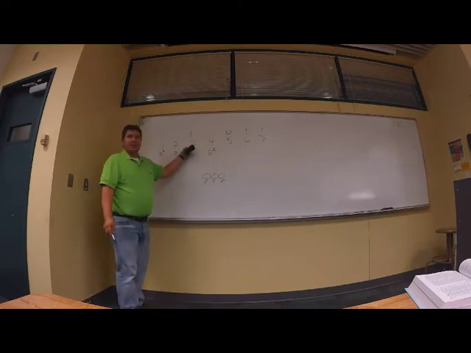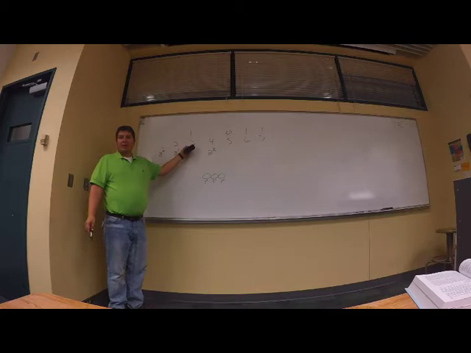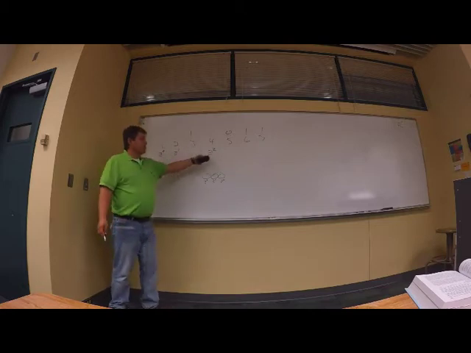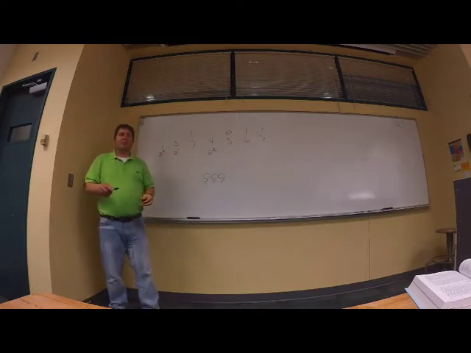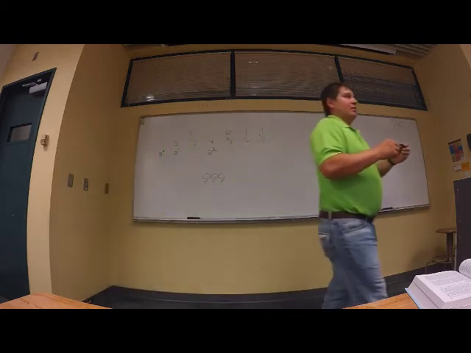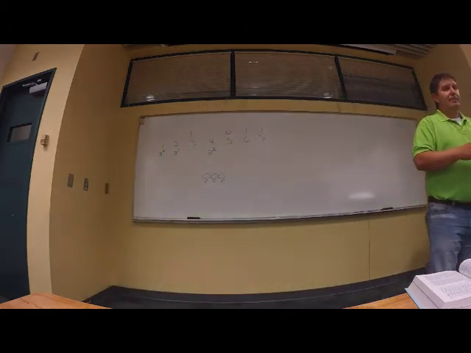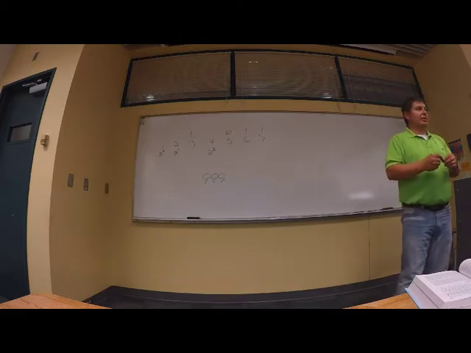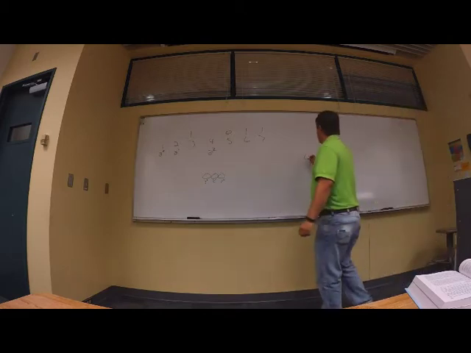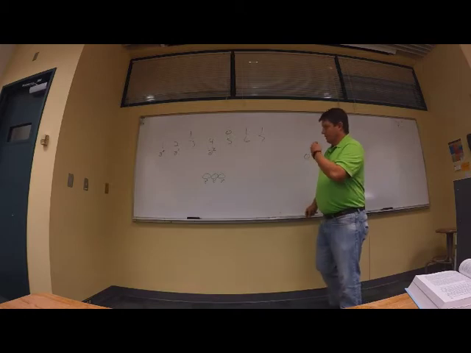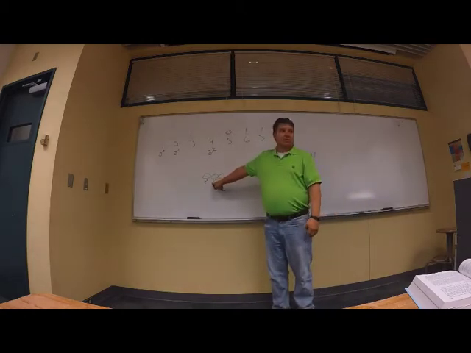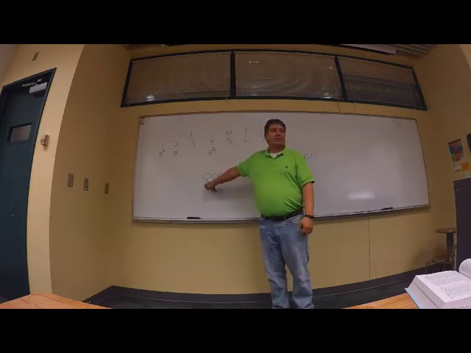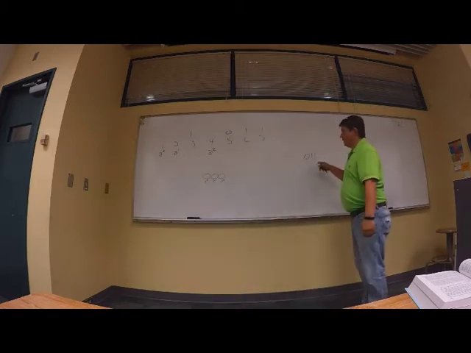So for 3, which one of these powers of 2 is represented in 3? How do I write out 3 in binary? It's 0, 1, 1, right? So 2 to the 0 is turned on, 2 to the first is turned on, 2 to the second is turned off.